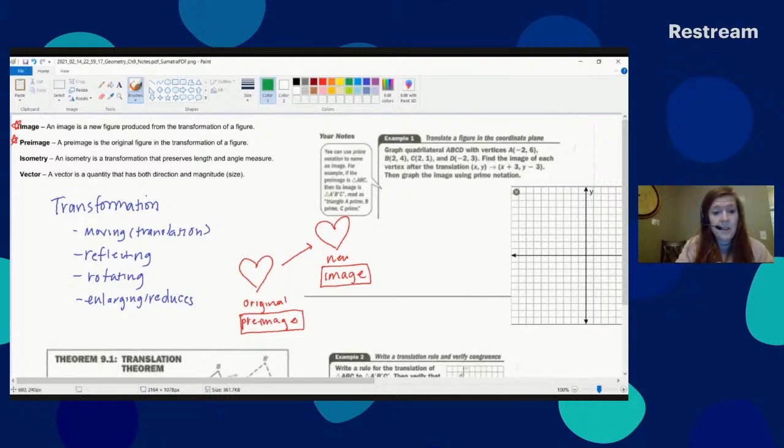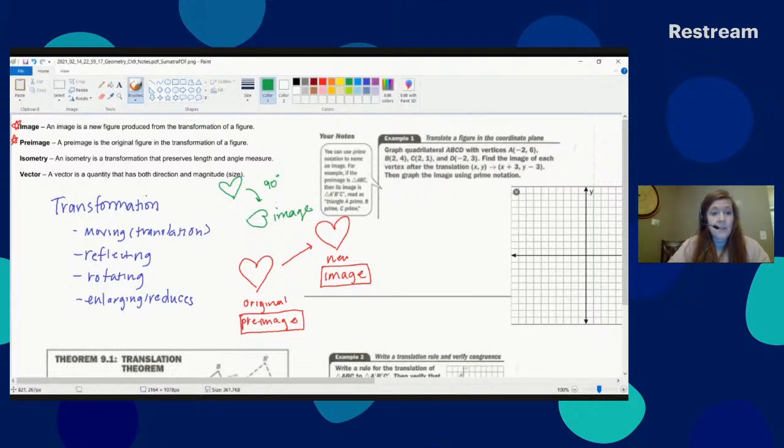It could also be a rotation, right? We've talked about this in the past. If this was our pre-image and I rotated it 90 degrees clockwise, the new image would be sideways. So this would be the image. I just want to make sure we all remember that so that when you're reading these different things you have an idea of what's going on.